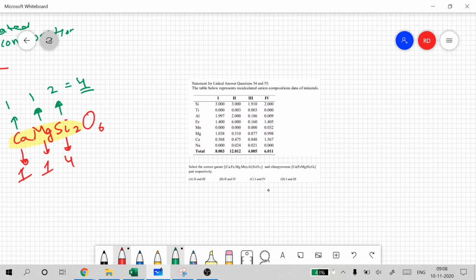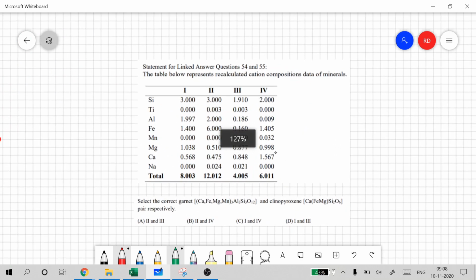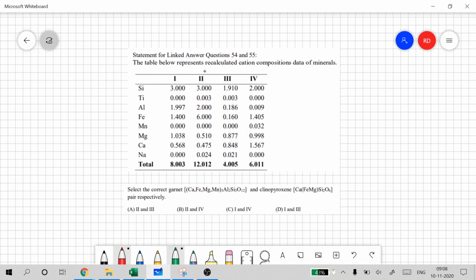Now look at this question. This gives you the recalculated cation composition, so now you are getting final cations. The number of oxygens you can calculate in each of these. For example, for Si you need 2, for TiO2, Al2O3. You can calculate those and see how many oxygens you get. It's not really required for this one. So what do you think is the answer for this question, if you have to solve it very quickly?